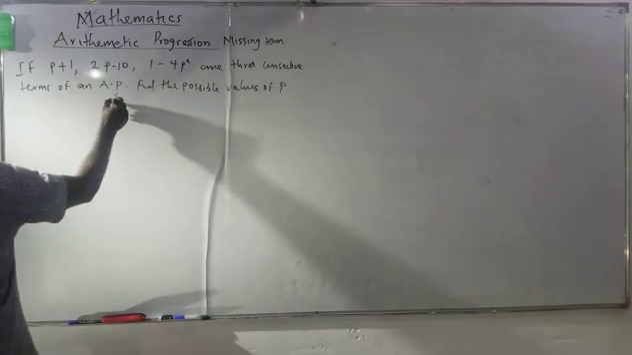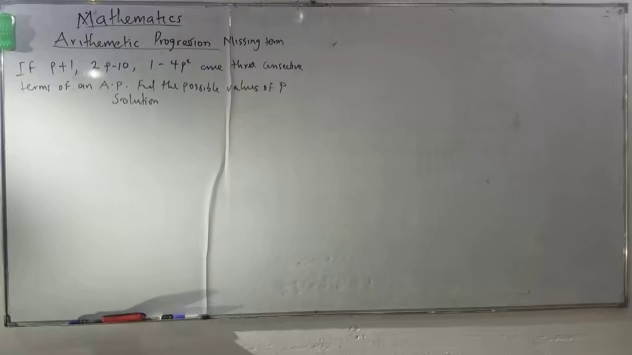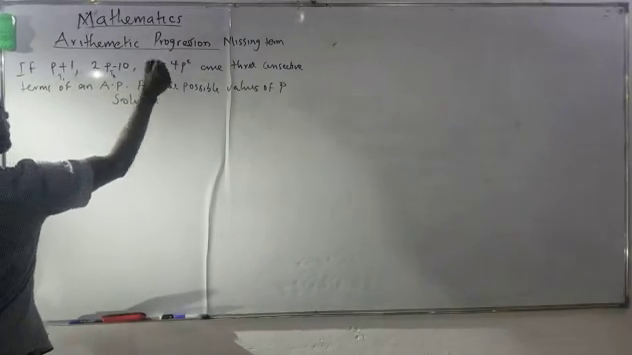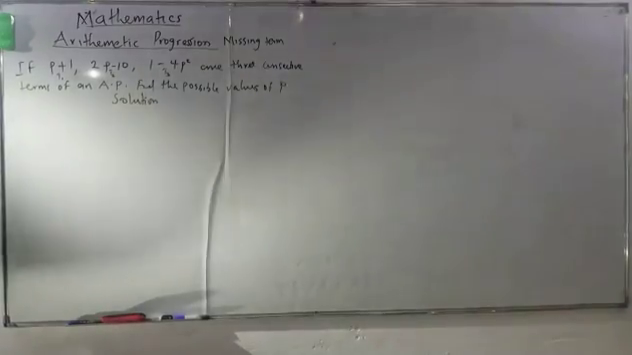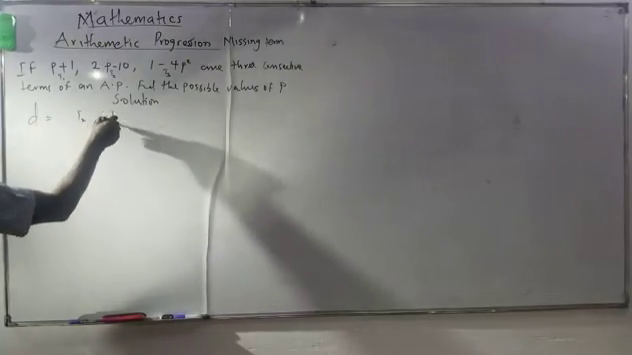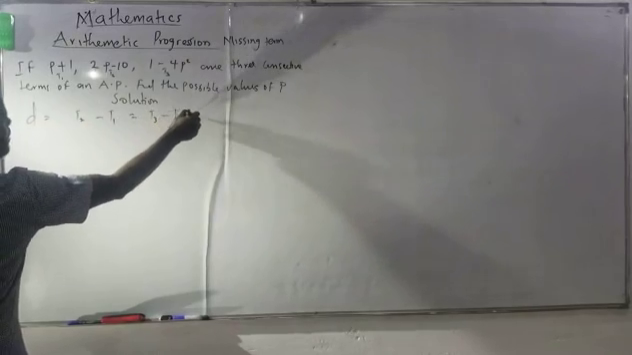This is a very simple question. Now, don't forget that we have T1, T2, T3. My common difference will be equal to T2 minus T1, and T3 minus T2.